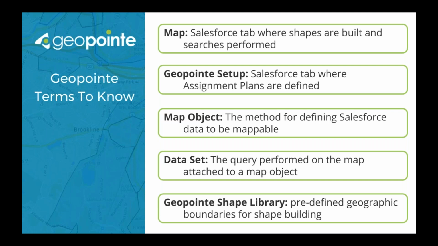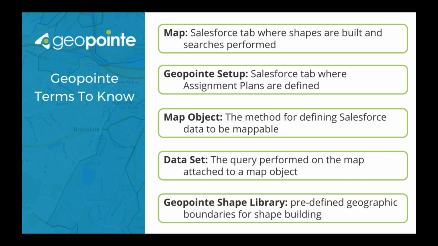Map objects. I will use that term a couple of times today. It is our way of defining a Salesforce object that is being mapped. So if you want to see your accounts on the map, you need to create an accounts map object. It's pretty simple. It's a relationship, but just be aware when I use map object, that's what I'm talking about.